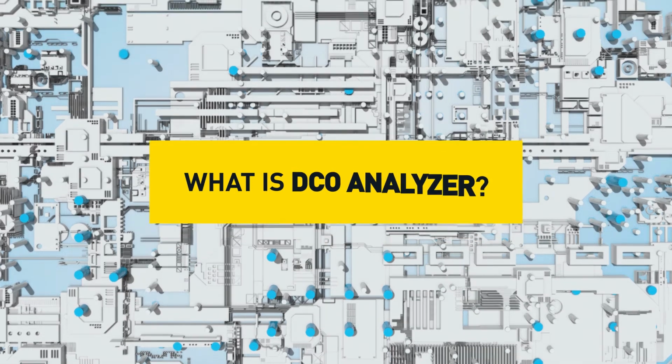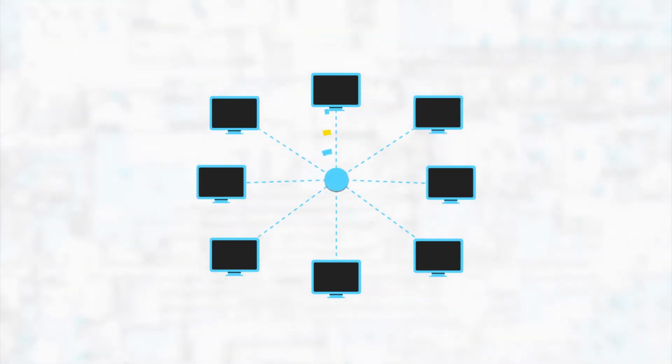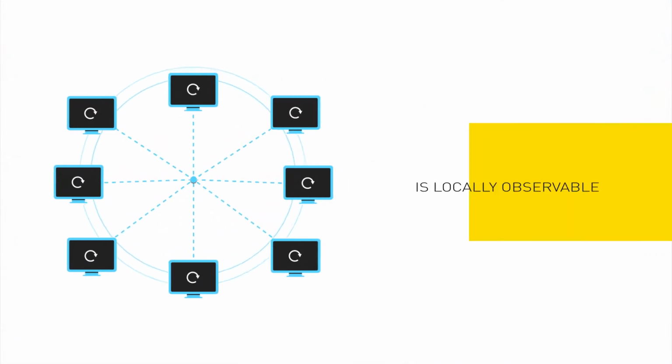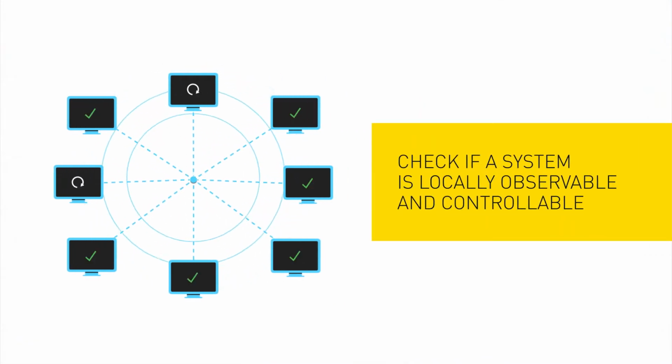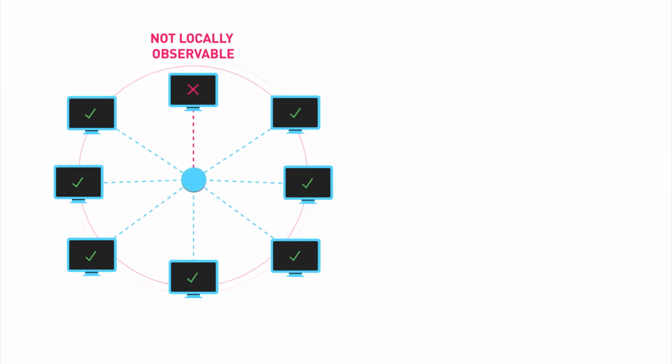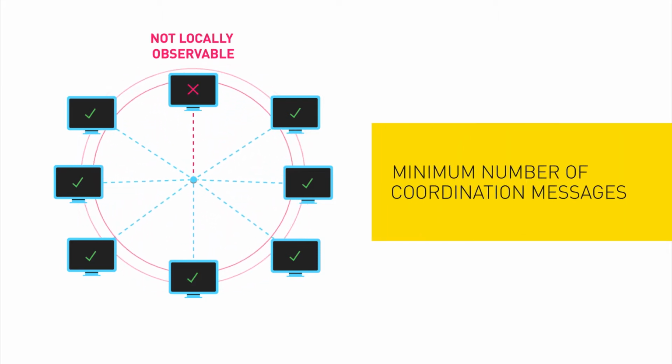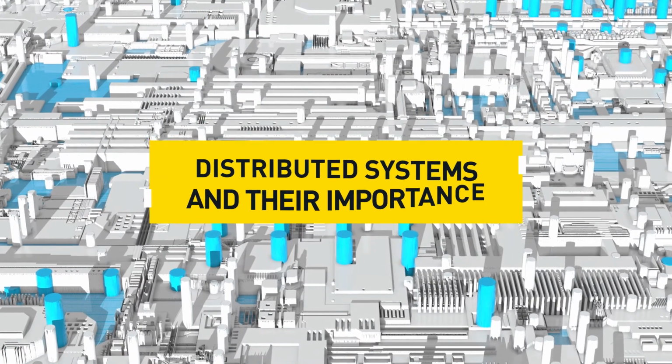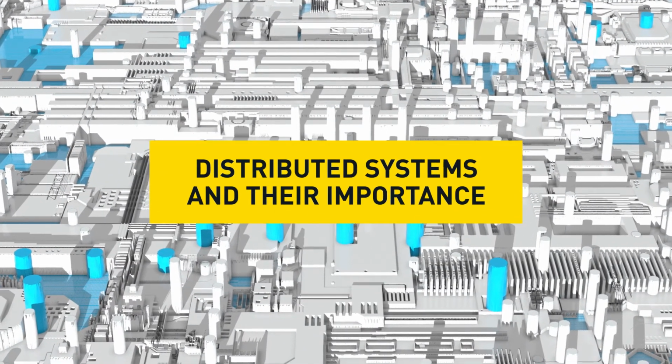DCO Analyzer is a tool used in distributed systems testing. It helps you check if a given system is locally observable and controllable. And if it isn't, our program can provide you with the minimum number of coordination messages needed to achieve these properties. So what is a distributed system, and why are these properties important?